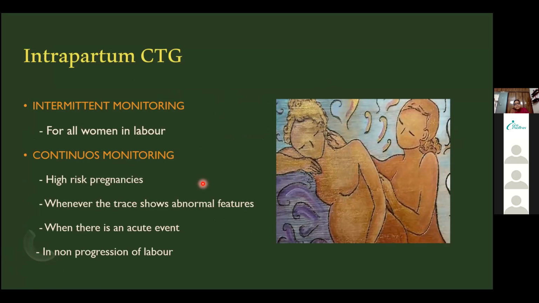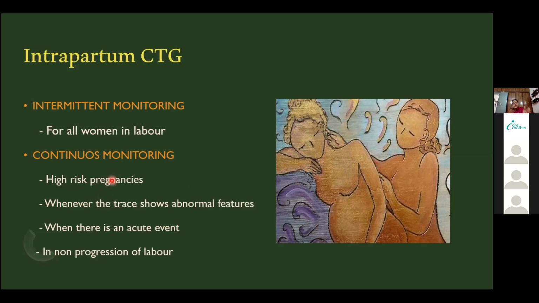So intrapartum CTG can be intermittent monitoring. Intermittent monitoring for all women in labor, whether low risk or high risk, we need to intermittently monitor, and continuous monitoring for all high risk pregnancies. And when you do an intermittent monitoring, you come across some abnormal features, then you go for a continuous monitoring.